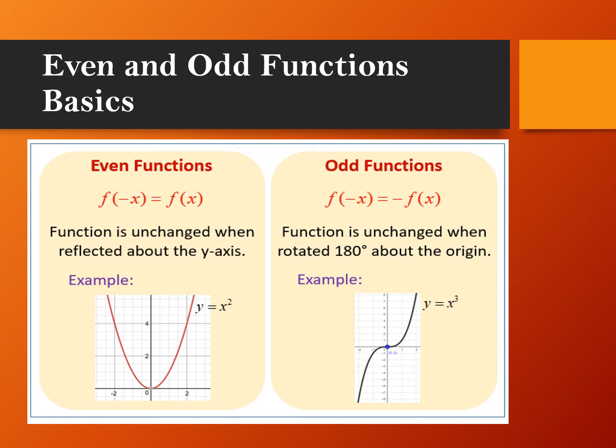But for an odd function, if we replace x by minus x, we get minus f(x), then it is called an odd function. Like x is an odd function. If we replace x with minus x, we get minus x. x cube is an odd function. x to the power 5 is an odd function. But for even functions, x square is an even function. x to the power 4 is an even function. x to the power 6 is an even function.